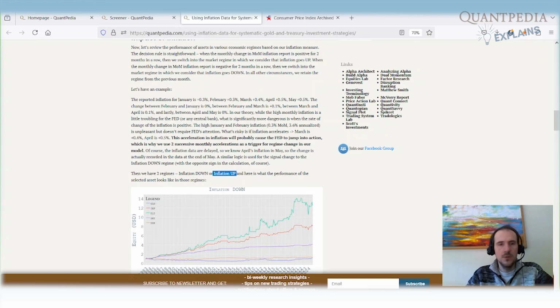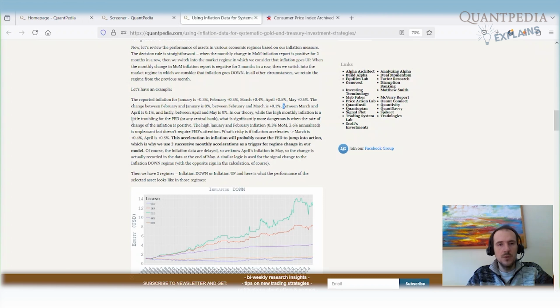And how did we do it? Let's imagine once again that we have an example. The reported inflation for January is 0.3, February 0.3, March 0.4, April 0.5, and May 0.5. This is month over month. The change between February and January is 0, between March and February is 0.1, because here we have a higher increase in the rate of inflation.